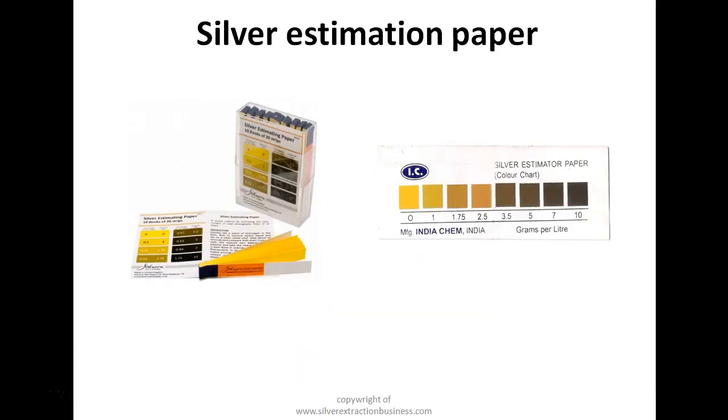Alright, so quickly, the next thing you need is what we call the silver estimation paper. This one estimates the quantity of silver in every liquid. You will need it. It's very, very important. It tells you the accurate measurement and quantity of silver in every liquid waste.